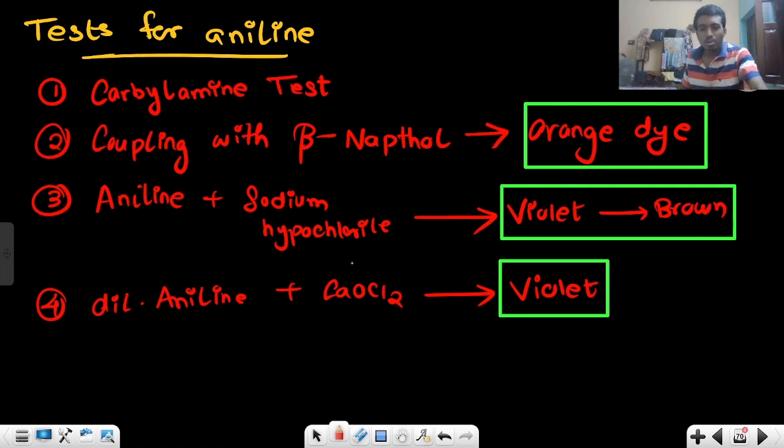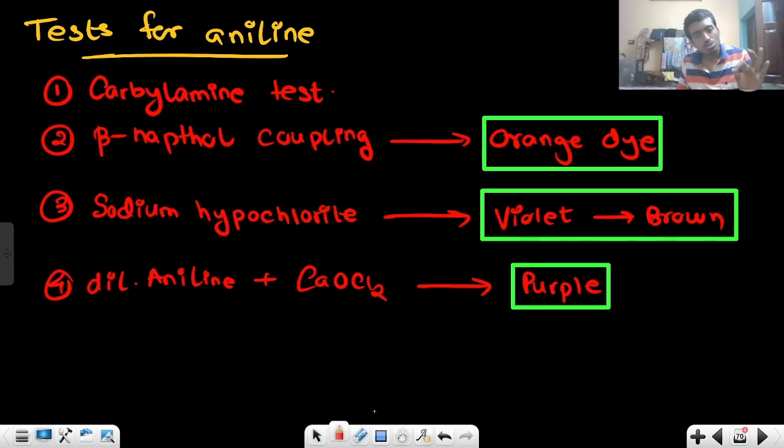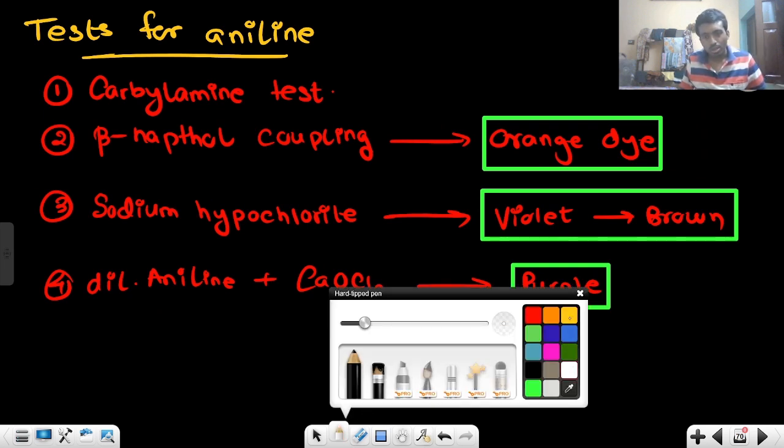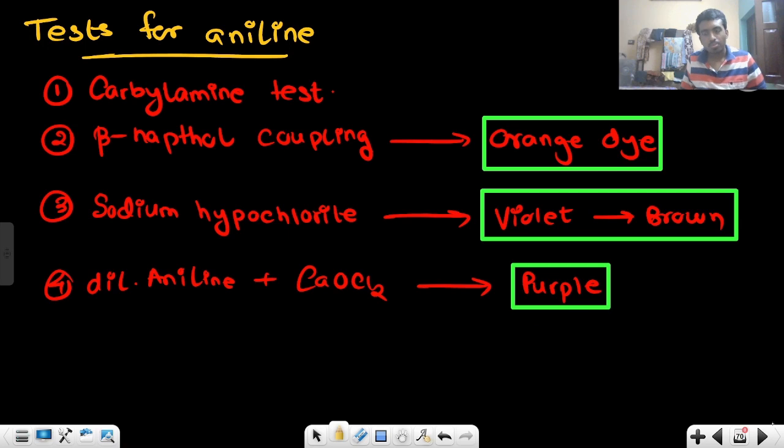Violet color you can see, or even purple, because it is better to write purple, not violet. So dilute aniline plus bleaching powder gives purple color. If you shake it, it will go. Okay, this is the test for aniline that you need to remember. Nothing else you need to remember from here.